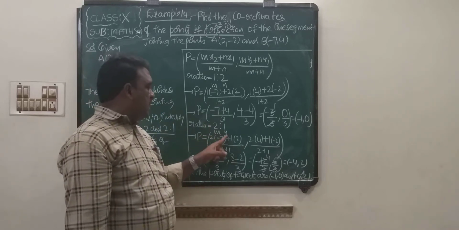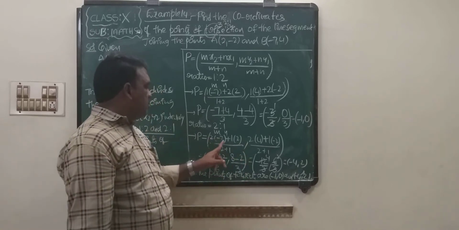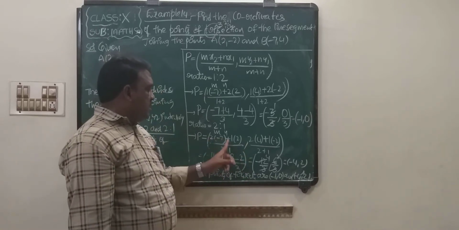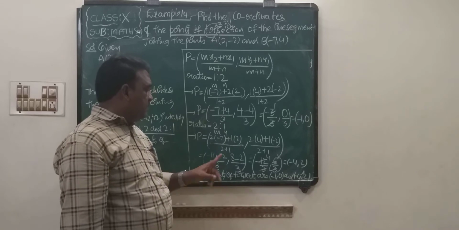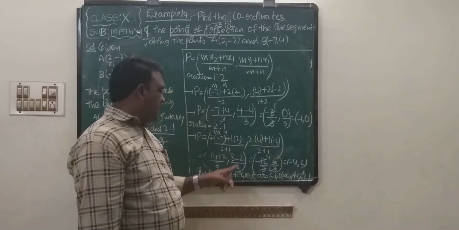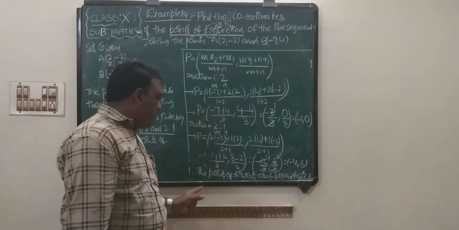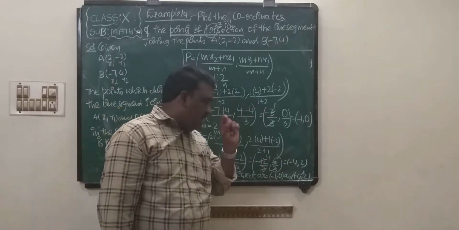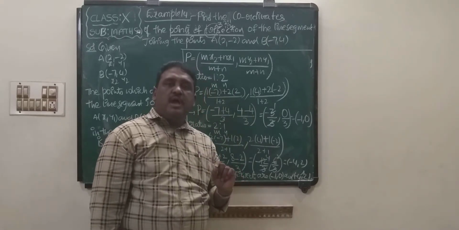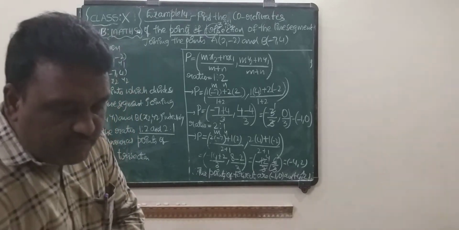Do the same problem with m is to n as 2 is to 1. M value 2, N value 1. Again substitute all the values. 2 into minus 7, minus 14. 1 2s are 2 by 3. Again 2 4s are 8. 1 into minus 2, minus 2. So minus 4 comma 2. Therefore the points of trisection are minus 1 comma 0 and minus 4 comma 2. So that is example 14.